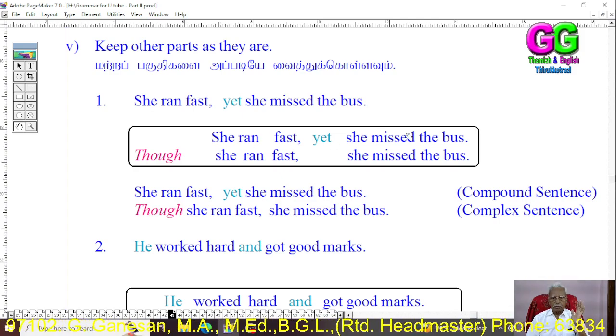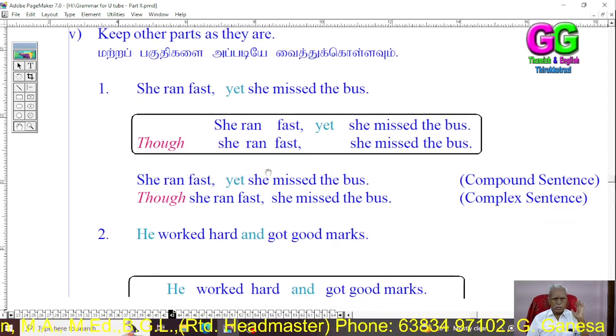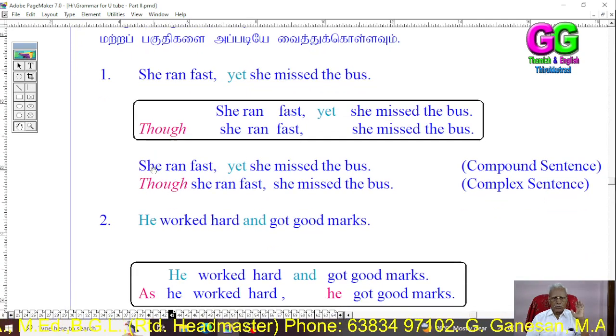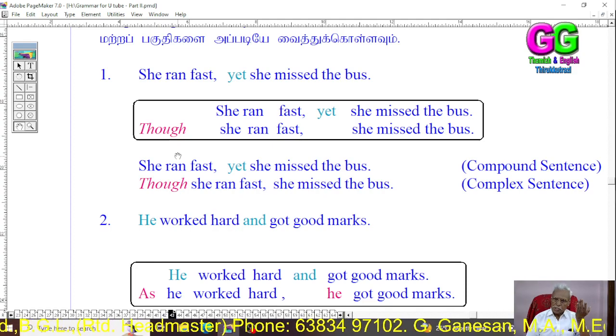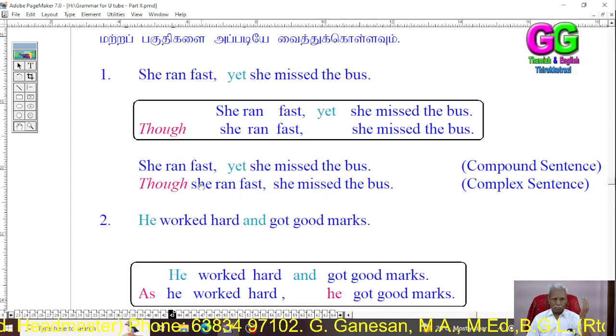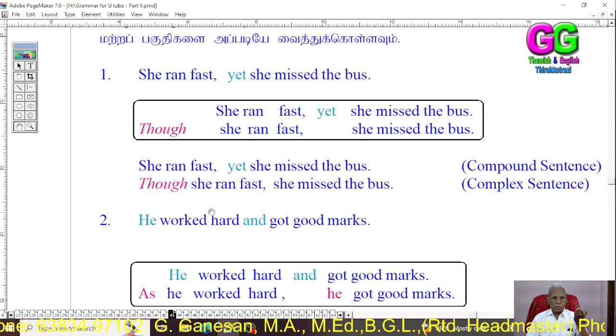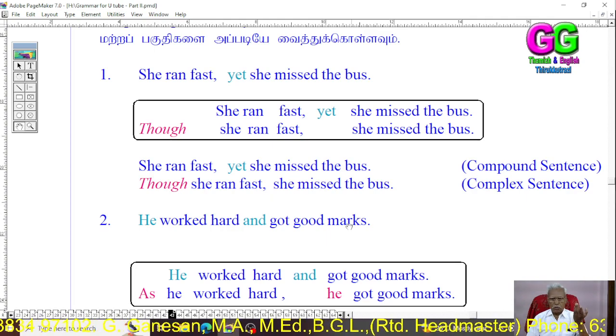Then capital S becomes small s. Here is the subject, no change. That's all. Though she ran fast, yet she missed the bus. Though she ran fast, she missed the bus. So, she ran fast, yet she missed the bus. Though she ran fast, she missed the bus. Compound to complex.